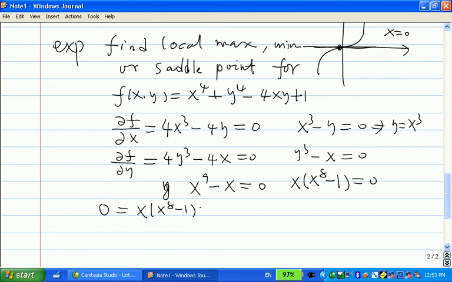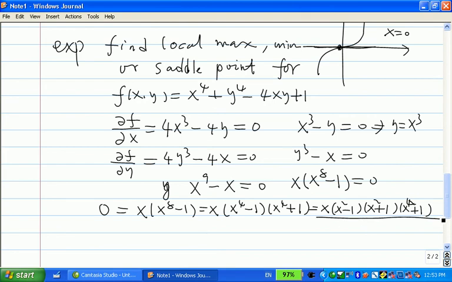The x to the 8th minus 1 can be factored as x to the 4th minus 1, right? Then x to the 4th plus 1. And it can be factored further: x times (x squared minus 1)(x squared plus 1)(x to the fourth plus 1). Okay, this whole expression equals 0. We're looking for x that makes this expression equal to 0.